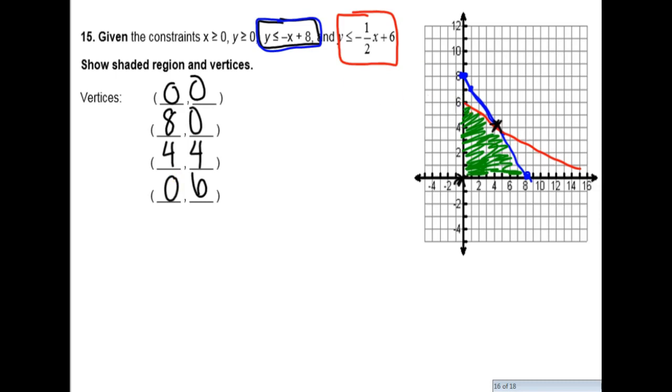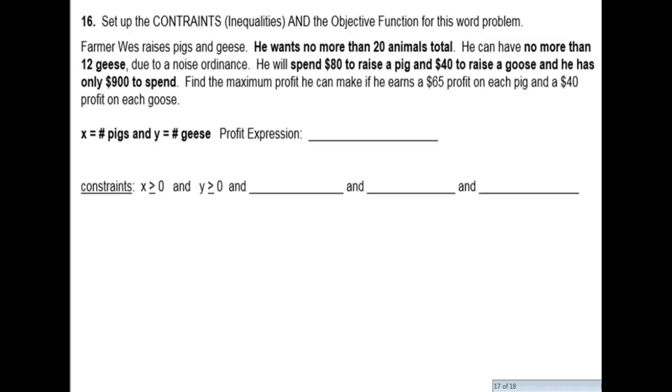So each one of these questions, they're all kind of their separate skill. That way if you mess up on the first part, it doesn't affect the second part. All right, this final question, I've given you some information. I need you to create a profit function, and then I need you to create all the different constraints with the variables that are given to you. So a farmer is raising pigs and geese. He wants no more than 20 animals in total, so that's a constraint right there. So if x represents the number of pigs and y represents the number of geese, that means x plus y can't be any larger than 20, so less than or equal to 20.